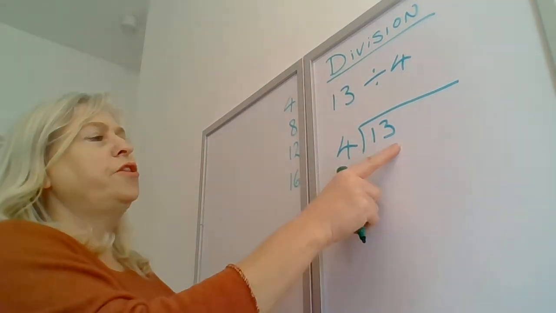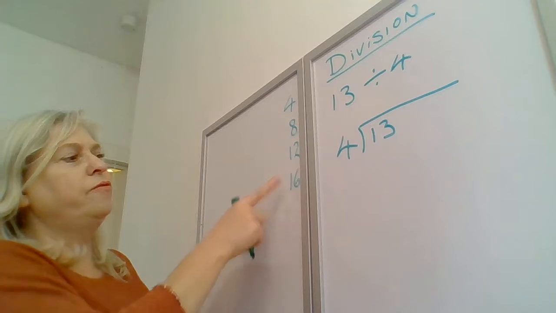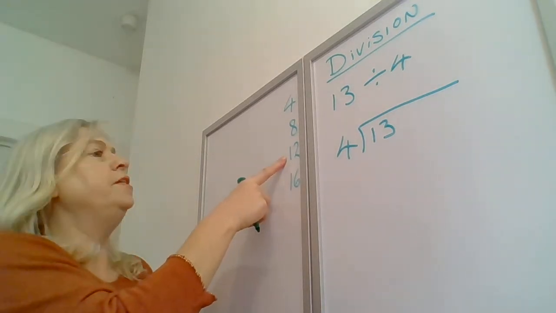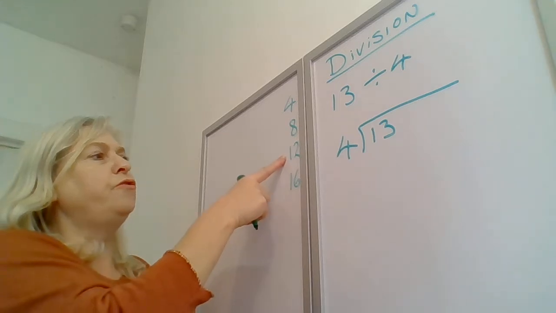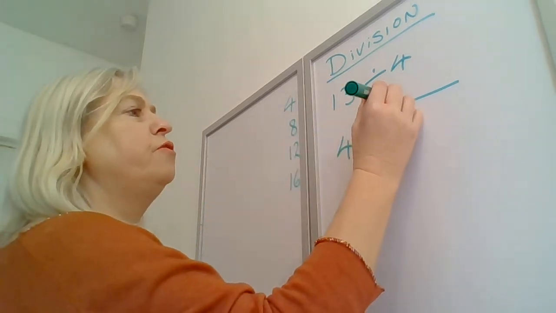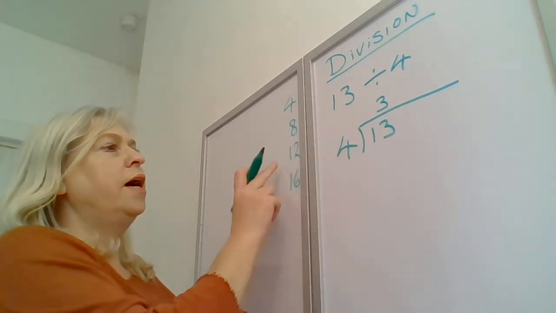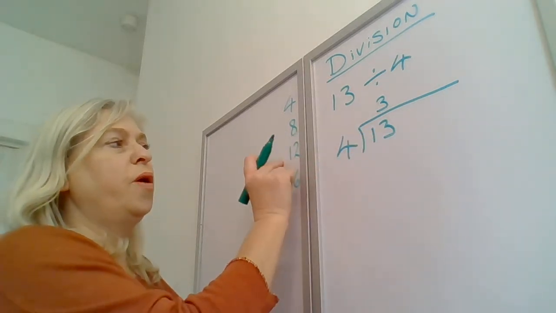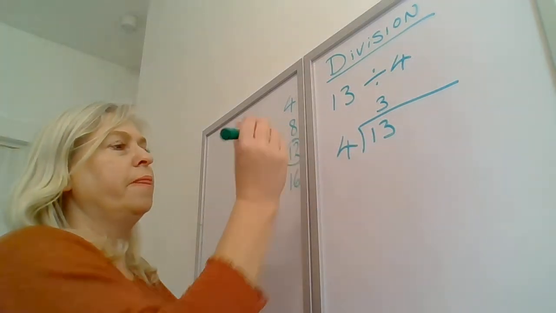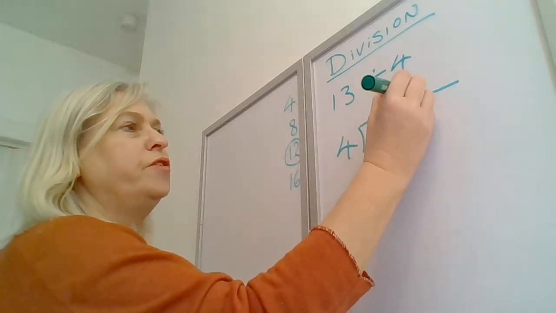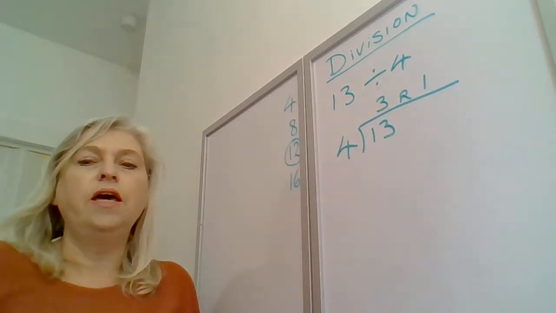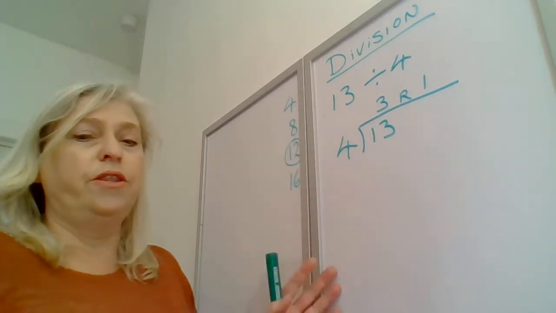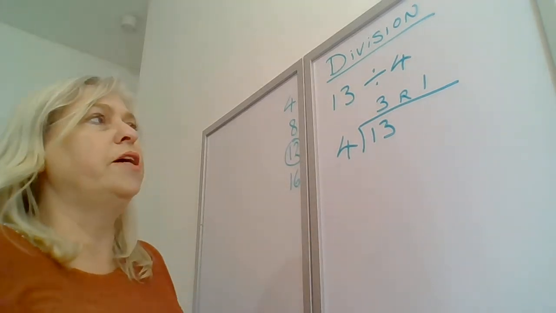Right, so 4 into 13. 4, 8, 12, 16's too many, so it's going to be 12. How many times? 1, 2, 3. So it's 3 times. And then how many have we got left over? 13, we've used 12, so we've got 1 left over, so we can write remainder 1, okay? We can do decimal answers as well, but we'll not do that right now. We'll just stick with the remainders because it's useful to know that as well.